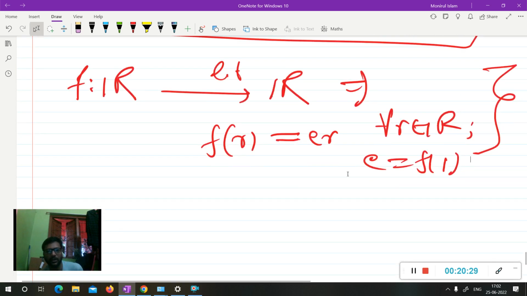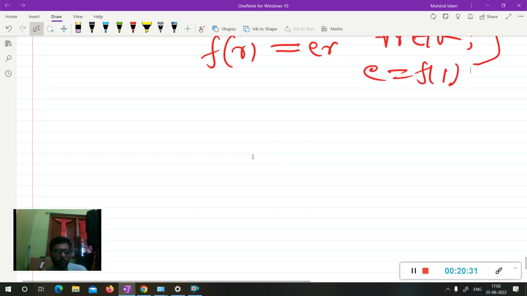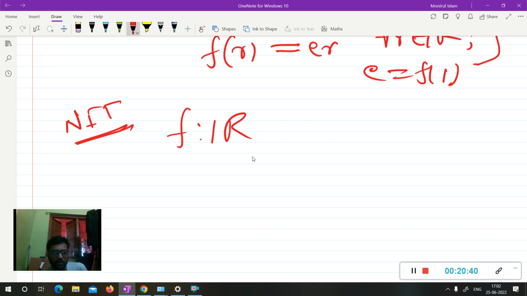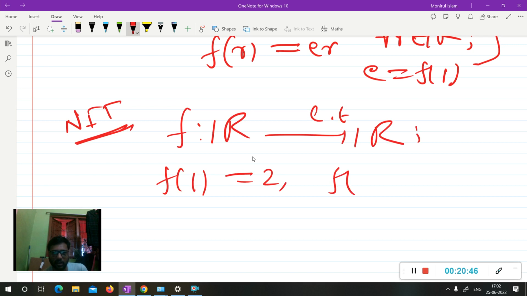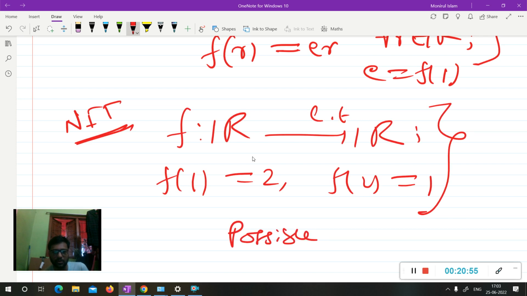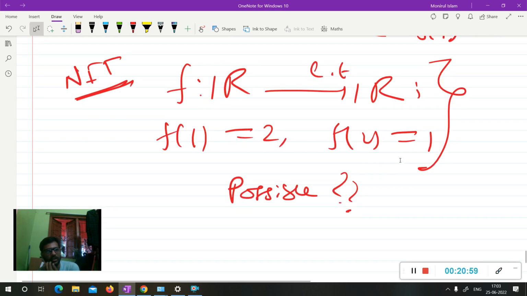Now from here one more question is going to be asked. This question was also asked in some NIT PhD interview: f is a linear transformation from R to R, and it is also given that f of 1 is 2, f of 2 is 1. Then is such a linear transformation possible or not? We are going to answer this question.